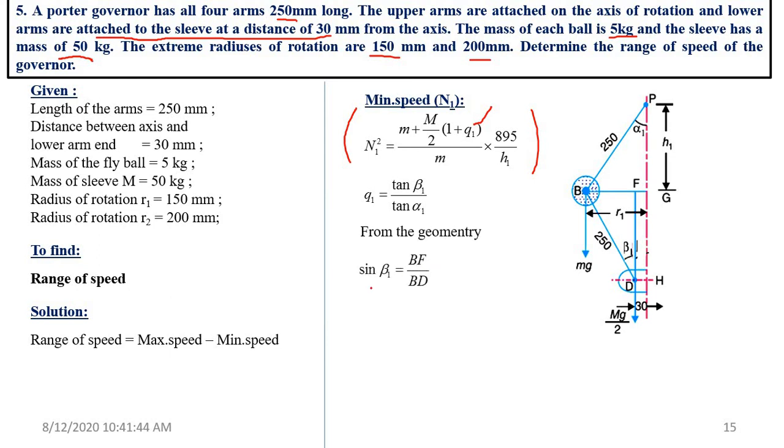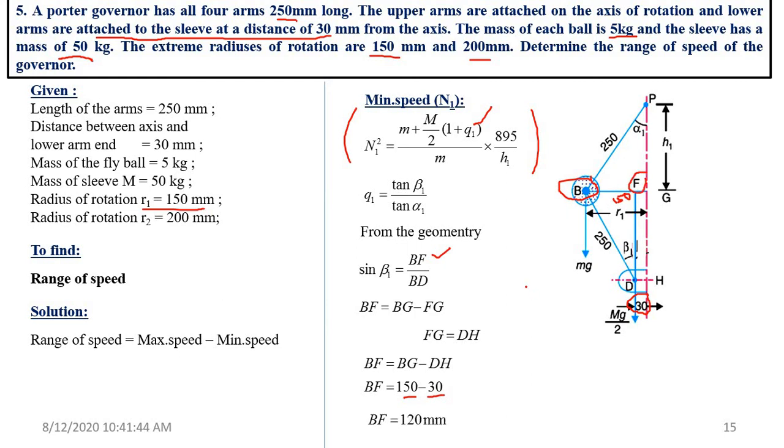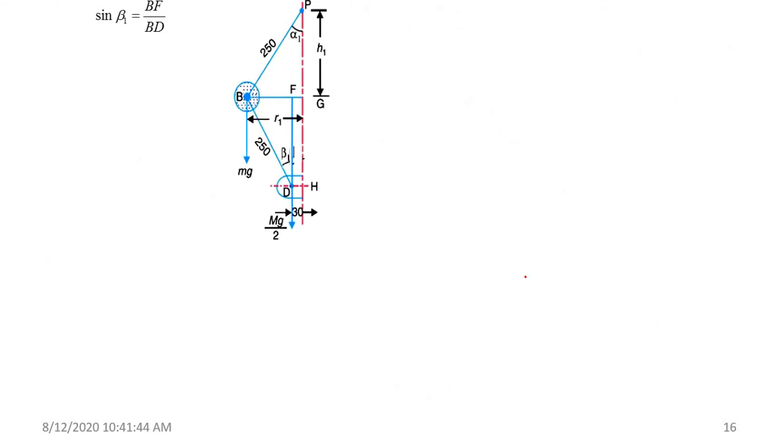First, from the geometry, sin beta 1 is equal to the opposite side divided by the hypotenuse. The opposite side is the R1 value, which is 150, minus the 30 mm distance. So 150 minus 30 gives you the VF value, the distance between V and F. Then sin beta 1 is equal to VF by VD. So you know the beta 1 value.